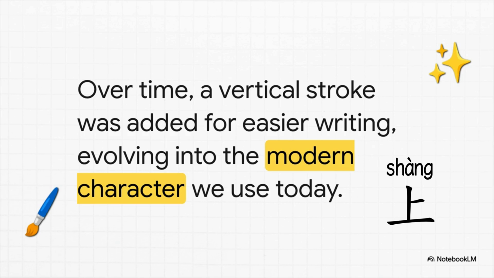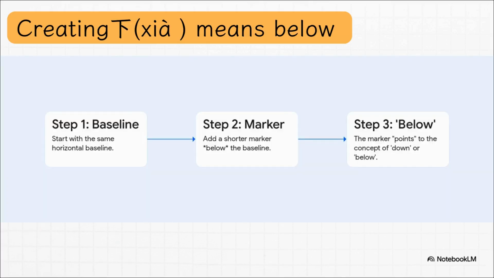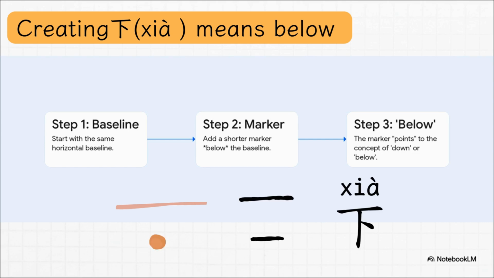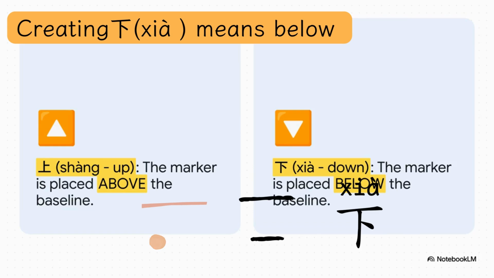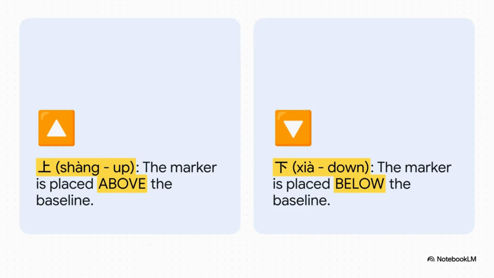It's still there. Okay, so once you get the logic for up, the character for down, xia, is going to be a piece of cake. You start with the exact same baseline, but this time, where do you think the marker goes? Yep, you got it. You just put it below the line. It's pointing to the concept of down. And when you put them side by side, you really see how elegant this whole system is. They're perfect opposites, almost like twins. Just by moving one tiny little mark, you create two completely opposite meanings. I mean, how incredibly efficient and clever is that as a design?